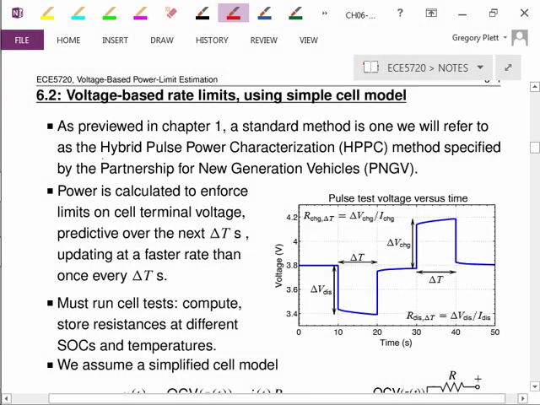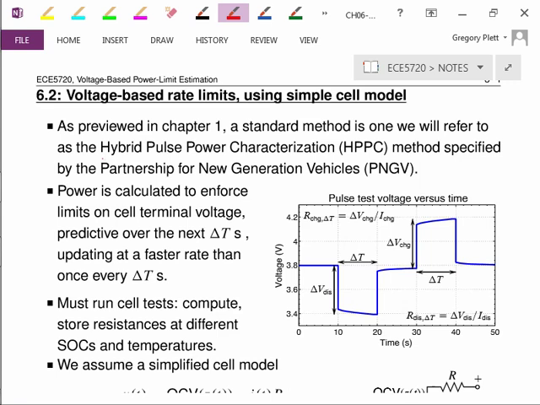In this section, we are going to go back to a method that we saw in Chapter 1, but add some further detail to it. And this is talking about how to compute power limits that are primarily voltage-based using a very simple cell model.